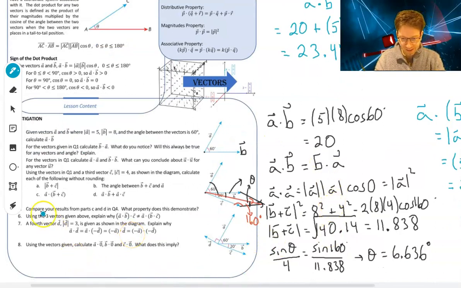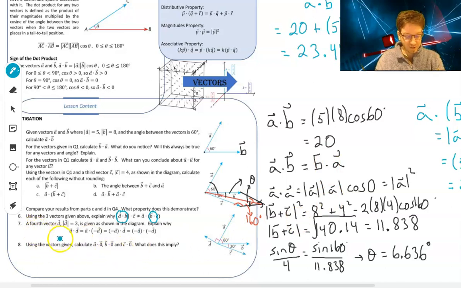The last few questions. Number 6. Here you have explain why A dot B dot C does not equal A dot B dot C. Well, let's look at this. A dot B, that gives you a scalar. And B dot C also gives you a scalar. So how could a scalar multiplied by C be the same as a scalar multiplied by A? It doesn't work. A and C are in different directions. So that's not going to work. We can't say that.